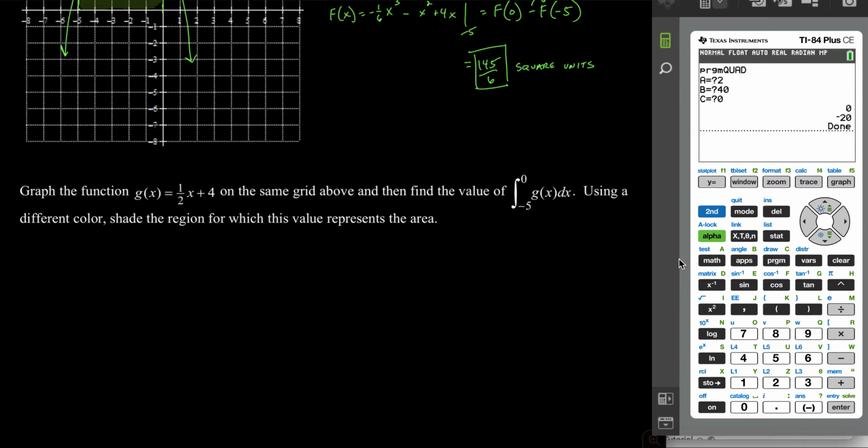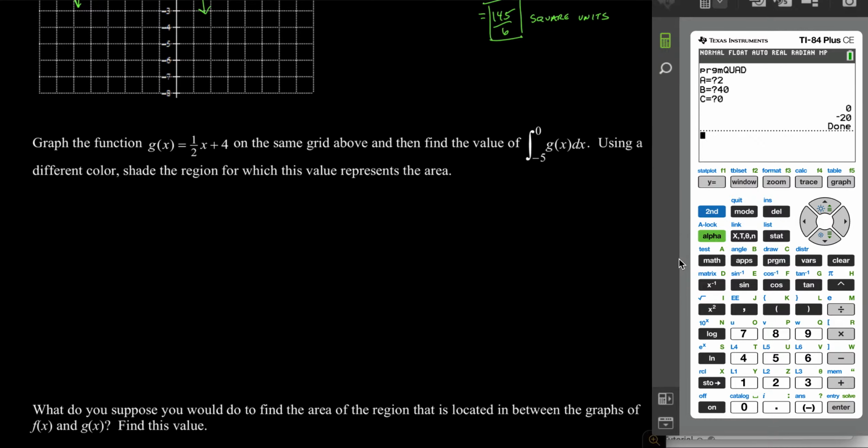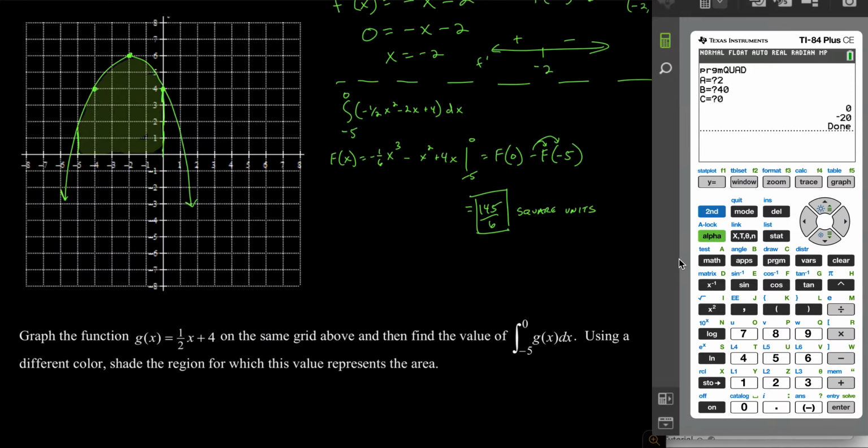Okay, now it says graph a new function, g of x equals 1/2 x plus 4, so that's a line. We'll do it in a different color. We'll go with pink here. So the y-intercept is 4. The slope is 1/2, so I would go down 1, left 2, down 1, left 2, down 1, left 2, down 1, left 2.